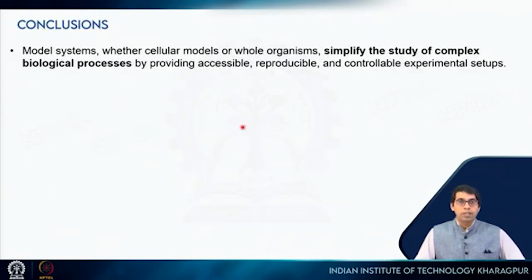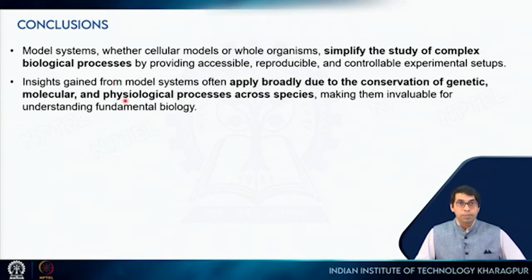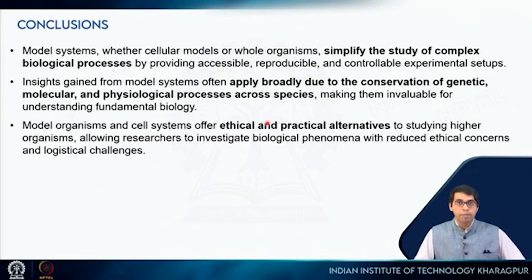So here is the conclusion. Model systems, where cellular models or whole organisms are used, simplify the study of complex biological systems. They provide insights which are applicable to other organisms. They apply broadly due to their conserved genetics, molecular and physiological processes across species. So whatever we learn from model systems, we can translate that information to other systems, and they can also contribute to basic or fundamental research.